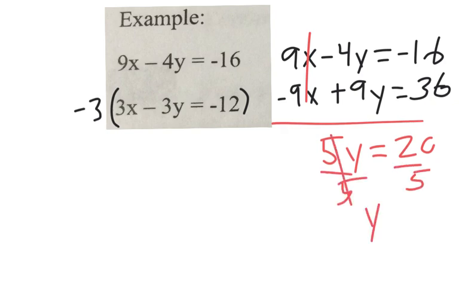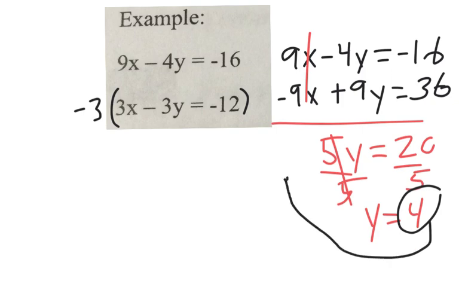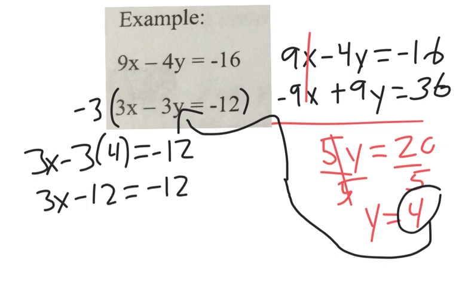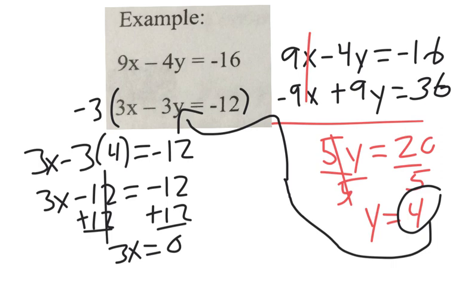Divide by 5, so the y value is 4. So that means this is going to have one solution. So I'm going to take that information and plug it into any of my original equations. I would plug into the bottom one, just because I don't really want to deal with that 9. So it's 3x minus 3 times 4 equals negative 12. 3x minus 12 equals negative 12. Add 12. 3x equals 0. Is this okay?